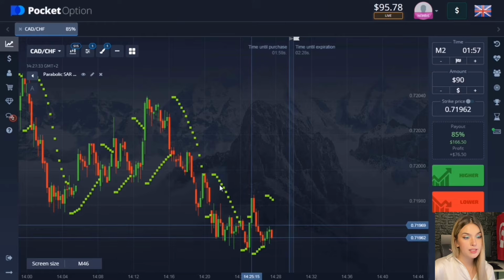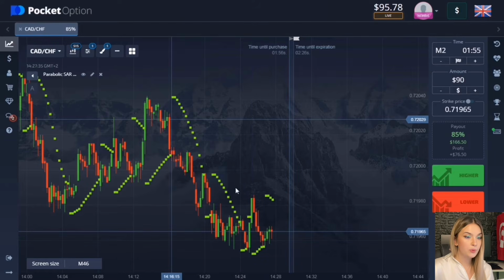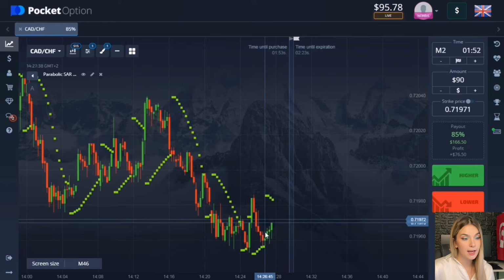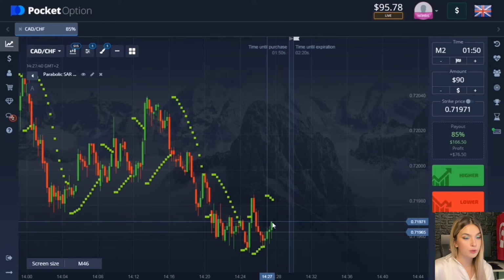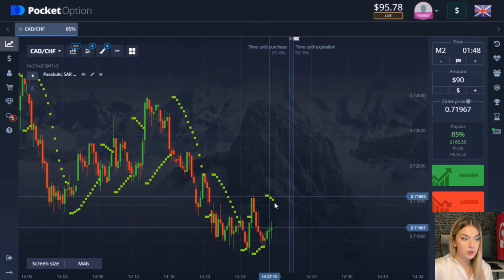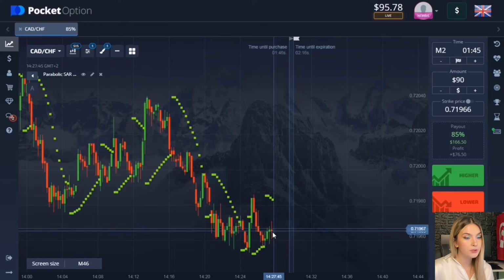Here we see that there was a good and confident downtrend. And we also see at the moment there has been a slight upside pullback and several points have already appeared above our chart. In this situation, I suggest opening a deal for 2 minutes to the downside.